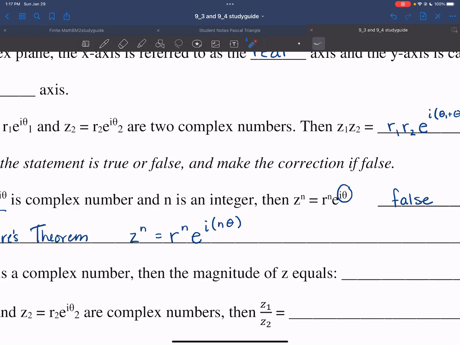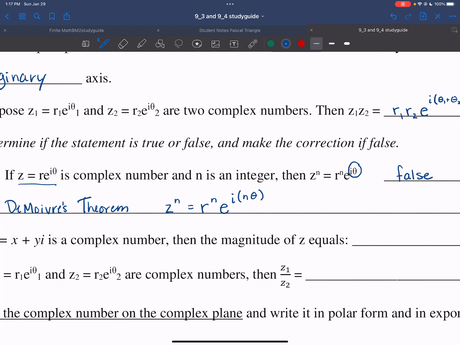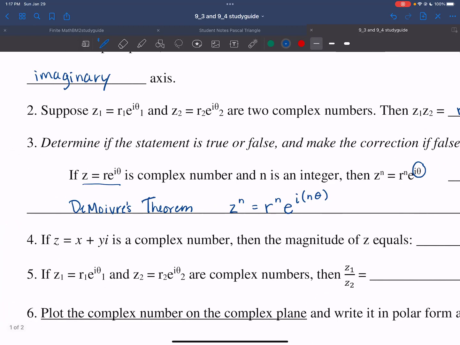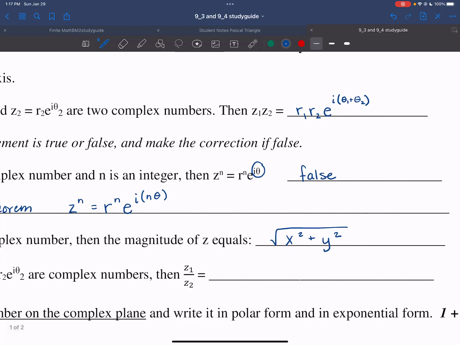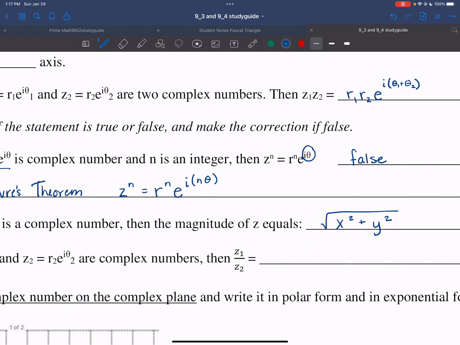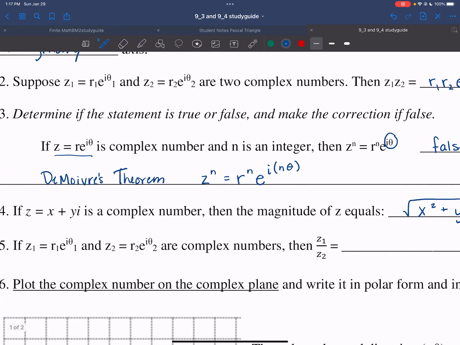Okay. All right. If z equals x plus yi is a complex number, then the magnitude of z is going to equal the square root of my x and y components squared, so x squared plus y squared. Now remember, we leave off the i because truly when you are finding the magnitude of z, you're actually multiplying by its conjugate. So it ends up all washing out with your i, and the negative turns positive.